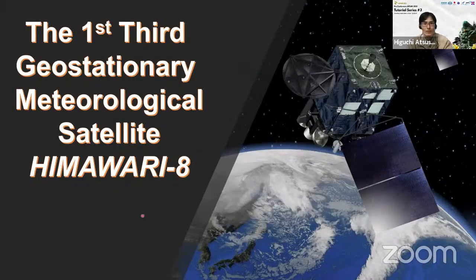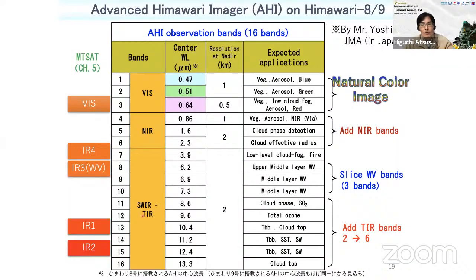Okay, this is a brief introduction of the GEOS. Let's move on to the third generation GEOS, the latest versions. Himawari 8 is the first imager of the third generation GEOS. Compared with the previous one, MTSAT, which had 5 channels, 1 visible and 4 IR bands, the Himawari Advanced Imager has 16 bands, very close to the MODIS type.